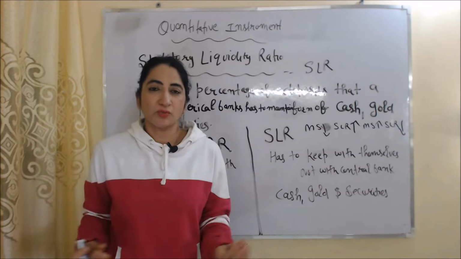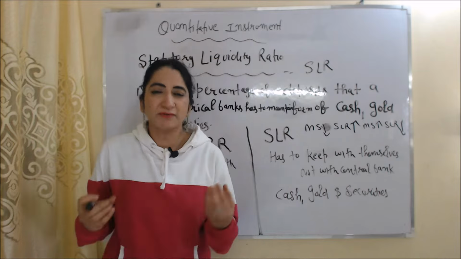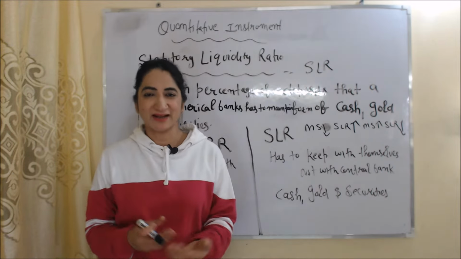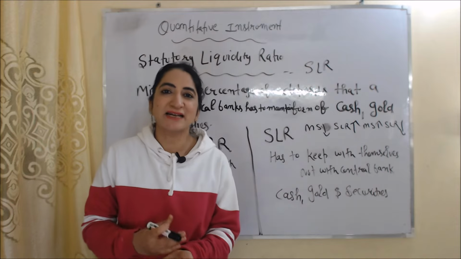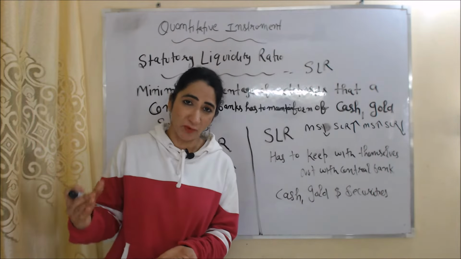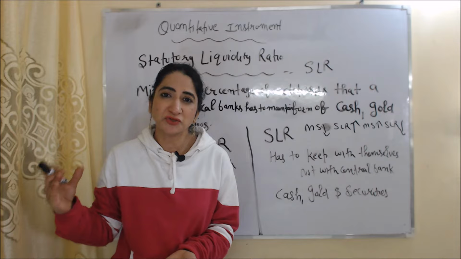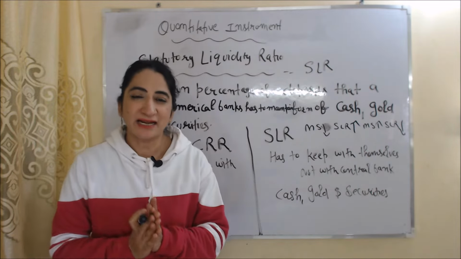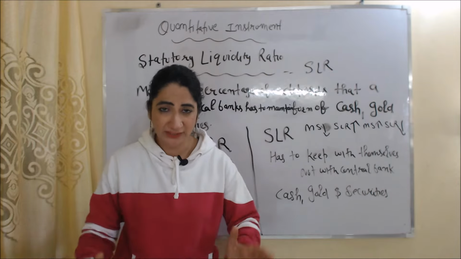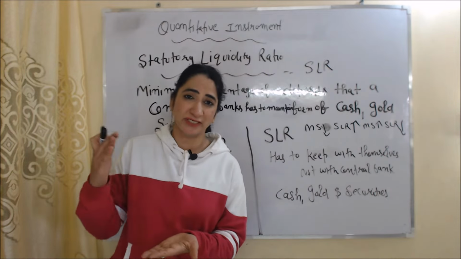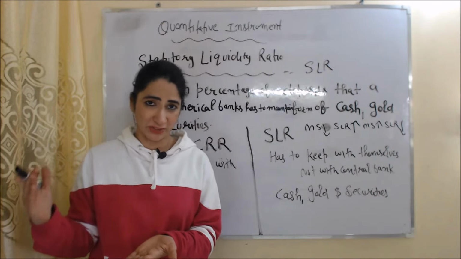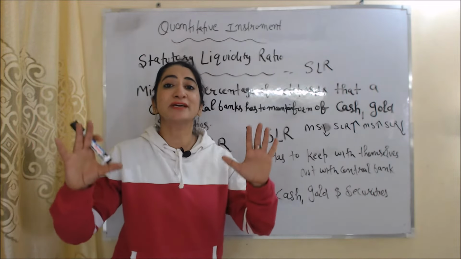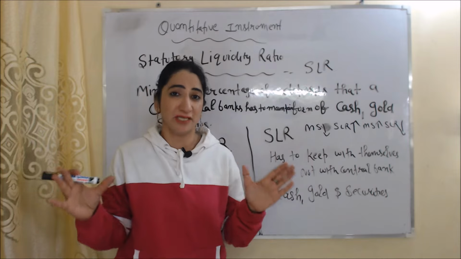Now we are going to talk about the next quantitative instrument. It is called statutory liquidity ratio. In short, we say SLR. So what is SLR? SLR is the minimum percentage of deposits that a commercial bank has to maintain in the form of cash, gold and securities. This means commercial banks cannot use this cash, gold and security for credit purposes. They have to keep it with themselves.